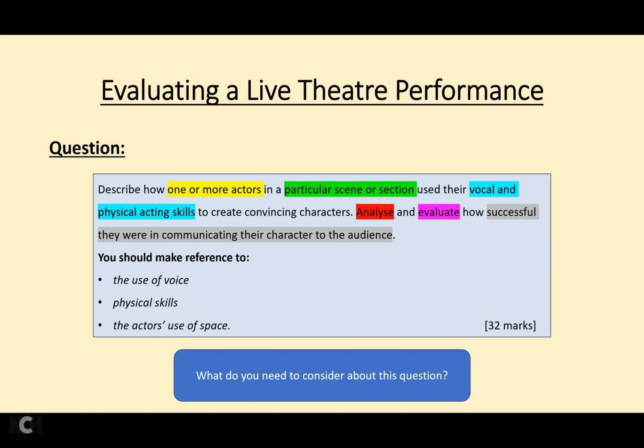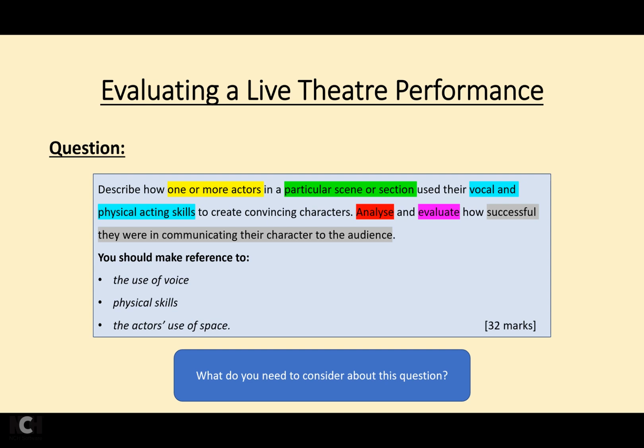I'm going to come on now to talk about "you should make reference to." It says you should make reference to, so you need to make reference to it. It's the requirement of the question. In some of the questions, it says "you might consider making reference to." Now, that is a different thing, okay? And then you don't need to make reference to it because you only need to consider it. But you should make reference to the use of voice, use of physical skills, and the actor's use of space.